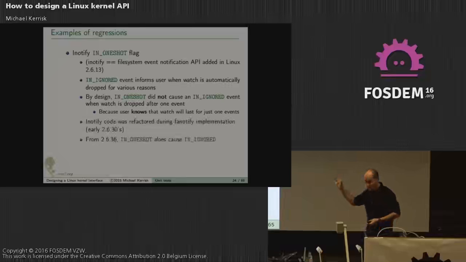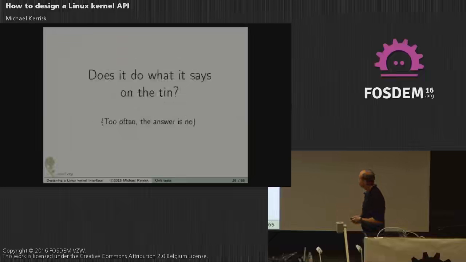So we have these two features, and then several kernel releases later, when the fanotify work was going on, fanotify is another kind of file system monitoring API. When this work was being done, there was a lot of refactoring of the common code between fanotify and inotify, and silently things were changed so that now IN_ONESHOT did generate an IN_IGNORED event. Just another little example of regressions that happen because there are no unit tests.